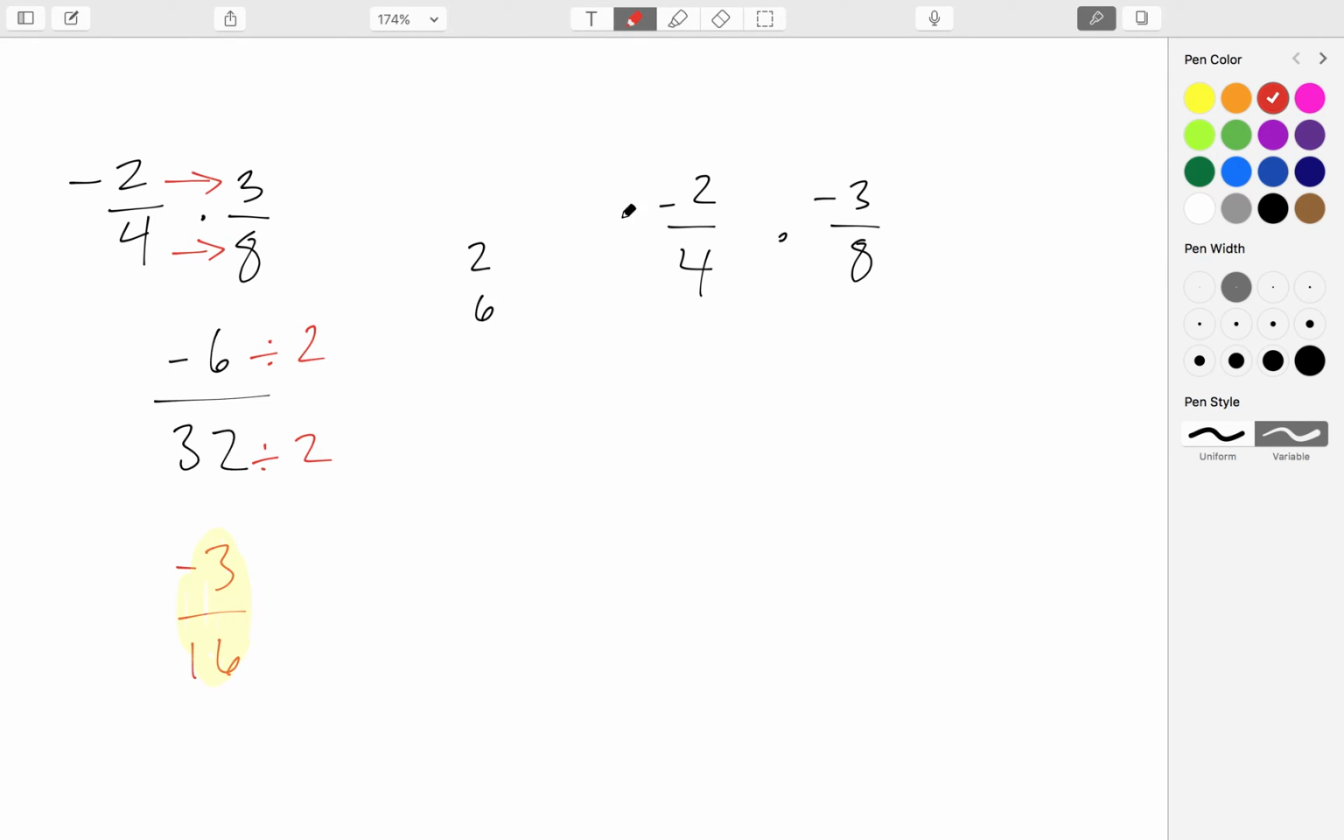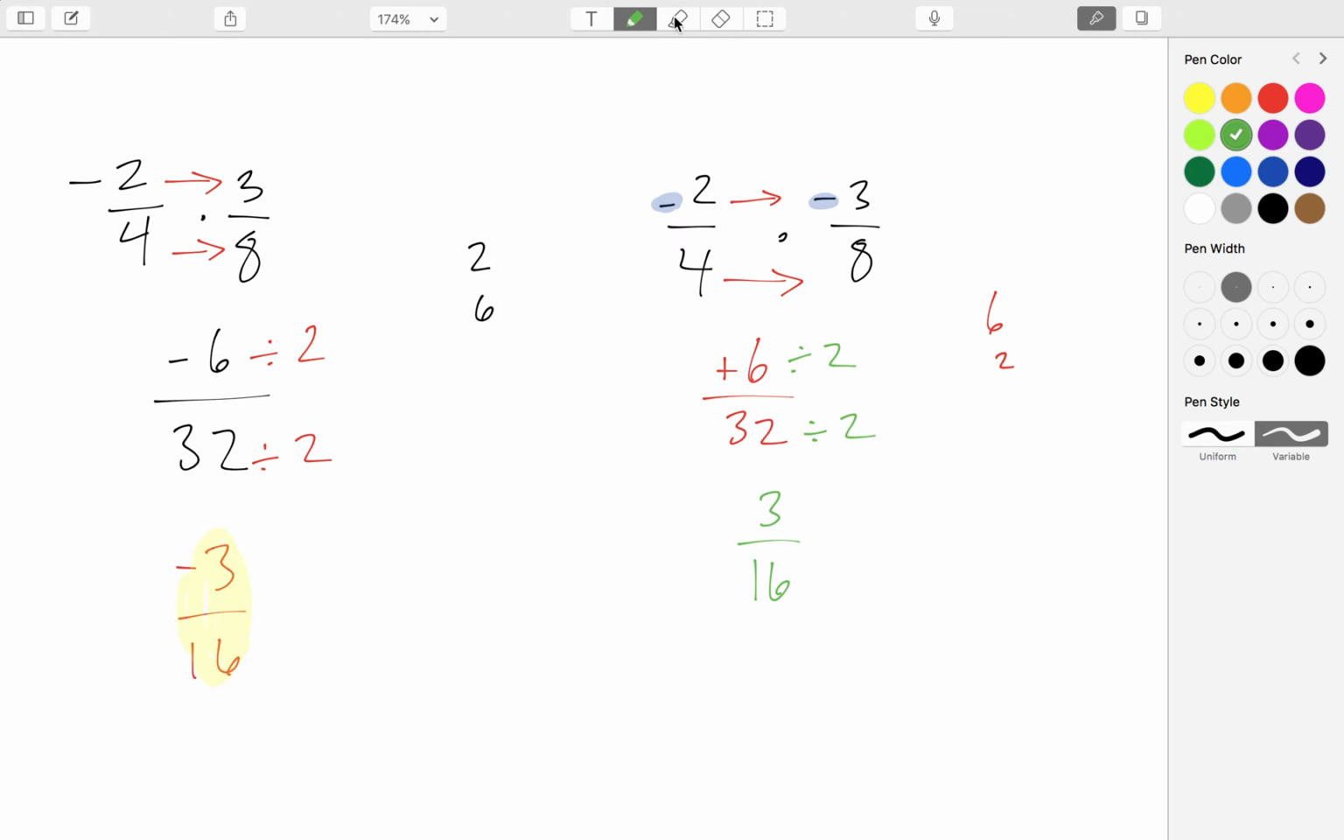Go to the next one. Now here, you have to look at the signs. So remember a negative and a negative. What is a negative times a negative? That would be a positive. What is 2 times 3? 6. What is 4 times 8? 32. Notice that we end in a 6 and 2, so what can we divide by? Think about it. That's right, we could divide by a 2. So we're going to divide by a 2 here. 2 goes into 6 3 times. 2 goes into 32 16 times.